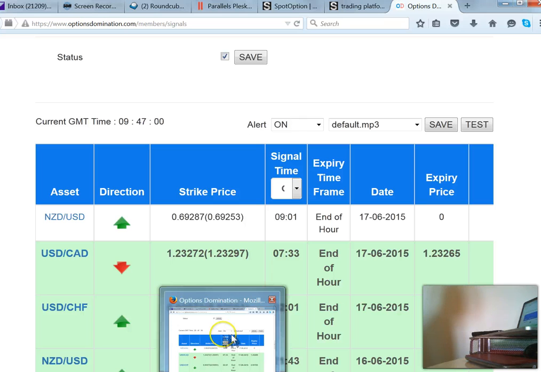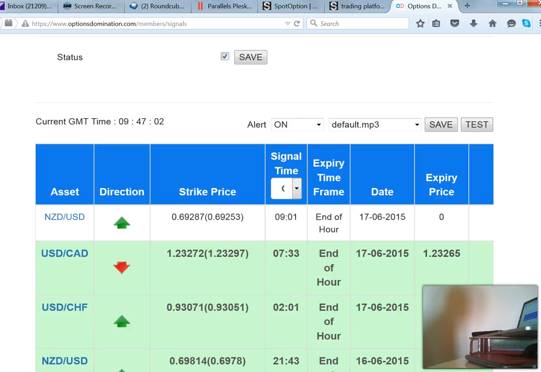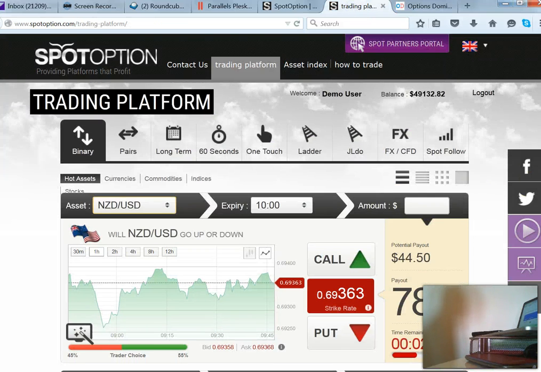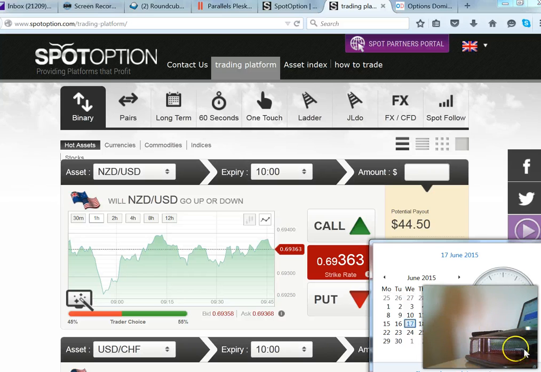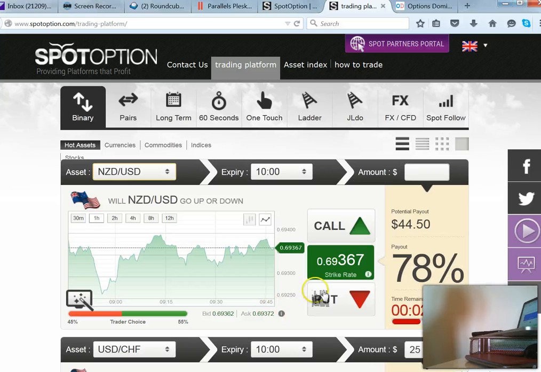So even though I was late to this trade, I haven't taken it, but as a matter of fact, let me see if I can take it now, just to see what happens. I might lose it, but Options Domination would win it because they took it on time. Like I say, you can see I am 47 minutes late to the trade. I should have taken it at the beginning, but I was busy preparing this video. But I am going to go on now and take it, and we will see what happens in the next 15 minutes or so.